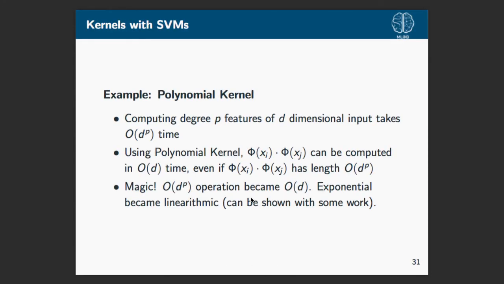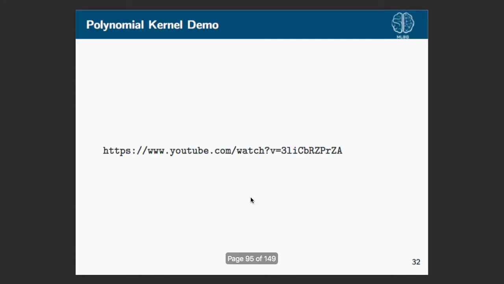Okay, just to recap, if you were inundated with the math, that's okay. All I want you to take out of this is that we took something that took exponential time and made it linear with the power of kernels. That was only possible because the kernels depend on the dot products, and we have a really efficient way to represent that because of algebra. So that was pretty cool, right? We took an exponential thing and made it linearithmic. Now I'm going to show you something even more insane.